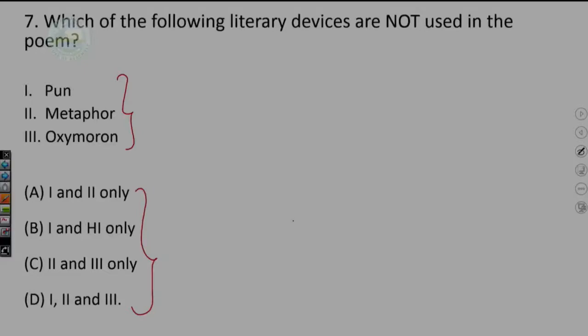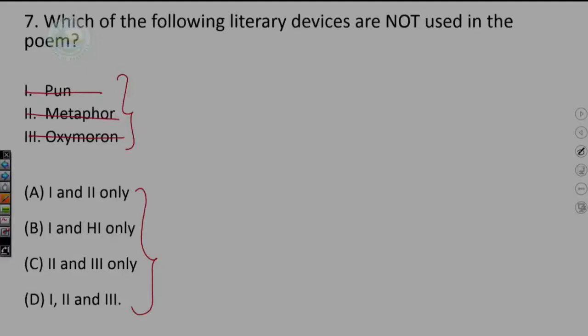Which of the following literary devices are not used in the poem? Pun, metaphor, oxymoron. Again, it is hoped that while the passage was being read, you were trying to listen out for elements that would have been indicative of these three devices. The reality is, when you go through it, none of these were used in that poem.